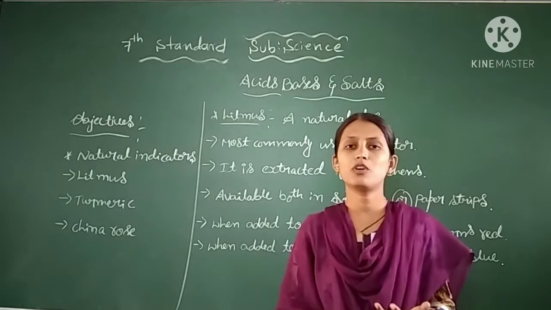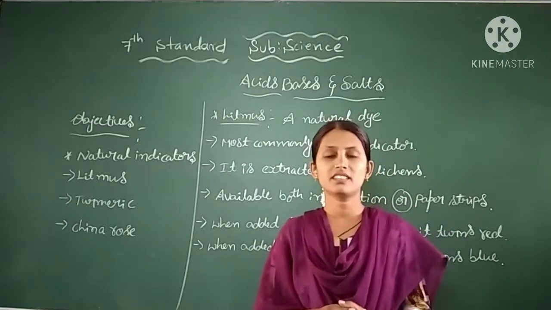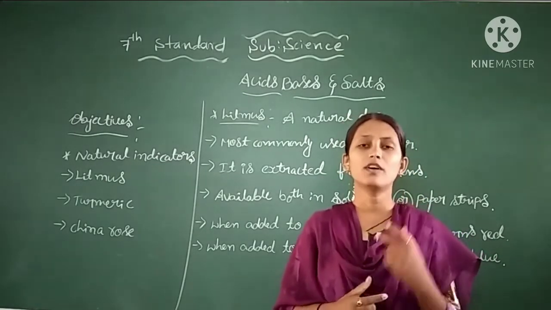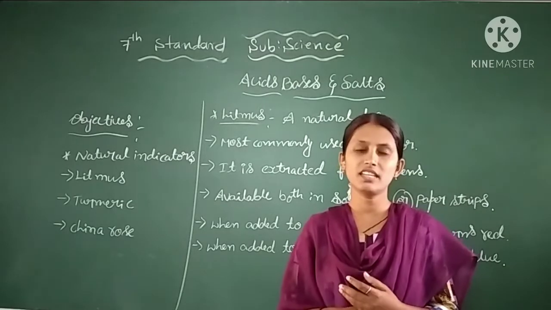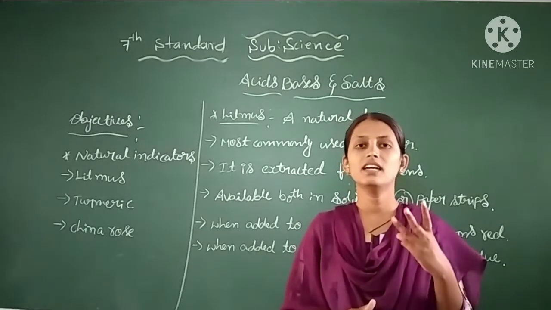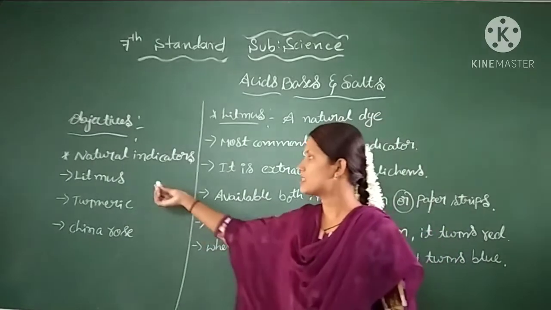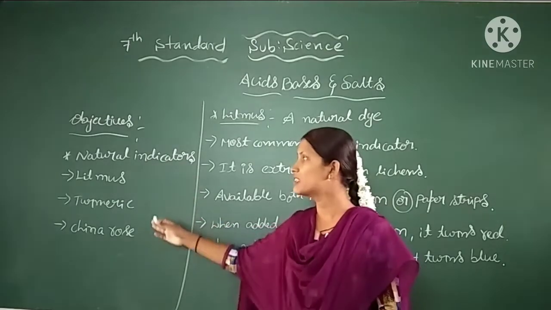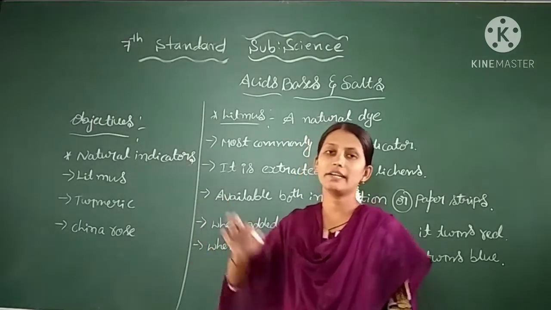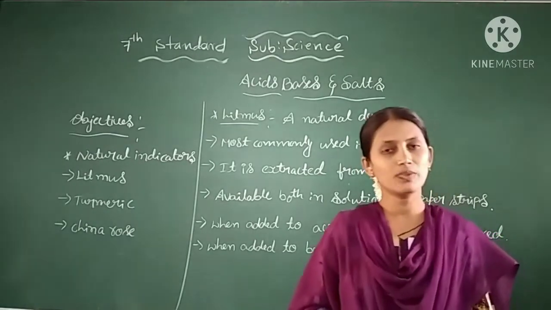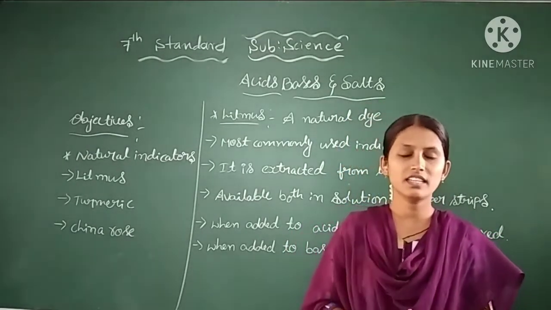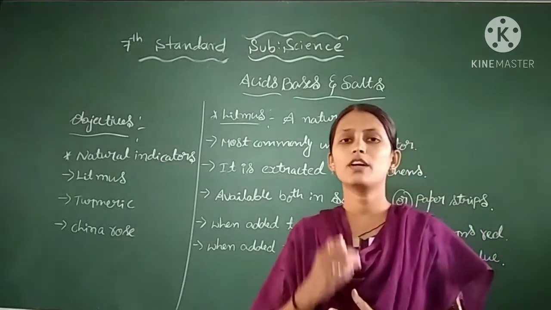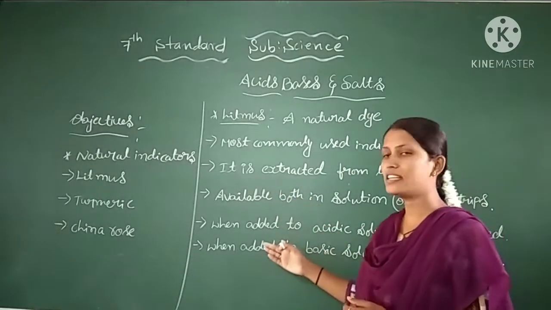We also discussed the types of indicators. There are majorly two types: natural indicators and synthetic indicators. Among natural indicators there are three types: litmus, turmeric and china rose indicator. The synthetic indicators are phenolphthalein and methyl orange. You can learn about synthetic indicators in a higher class. Today in our class, we are going to discuss the natural indicators one by one.